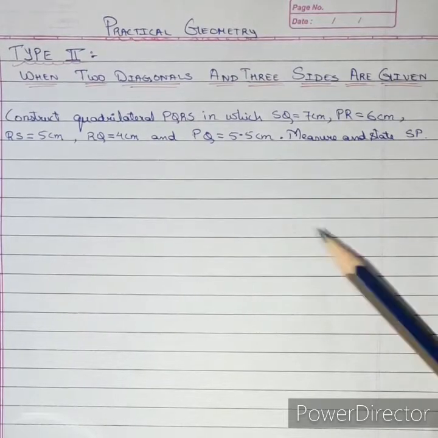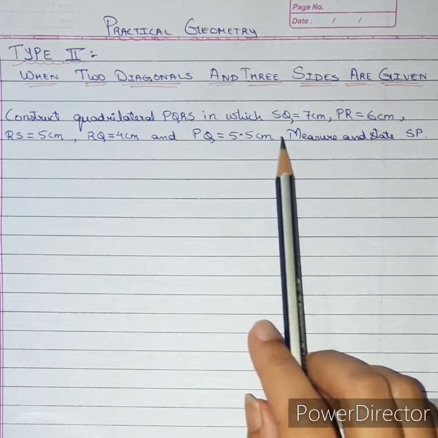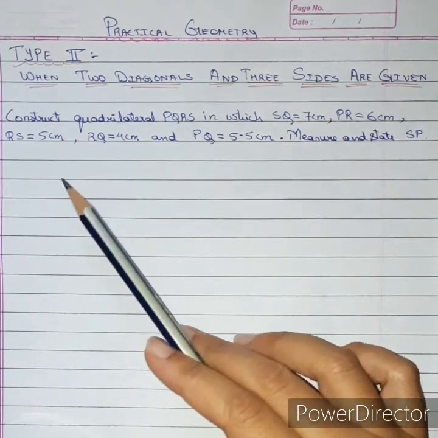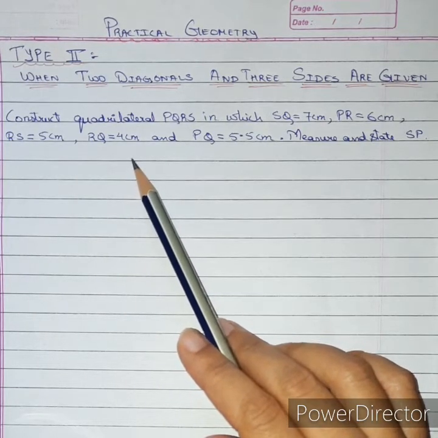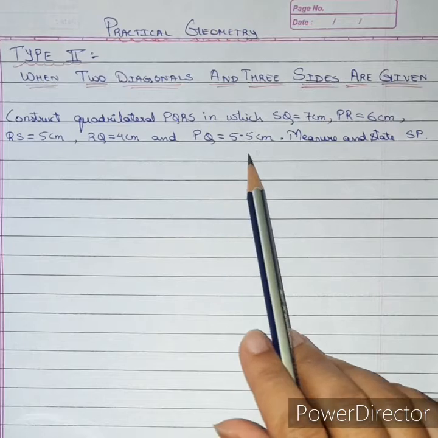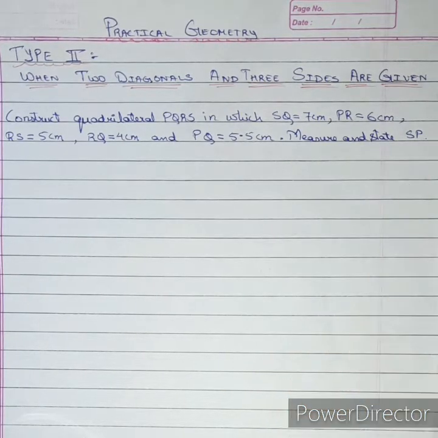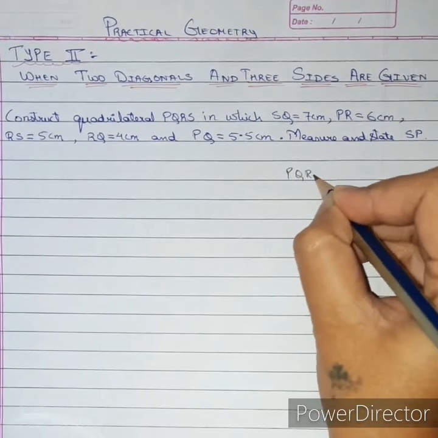The question here says construct a quadrilateral PQRS in which SQ is equal to 7 cm, PR is equal to 6 cm, RS is equal to 5 cm, RQ is equal to 4 cm, and PQ is equal to 5.5 cm. Measure and state SP. So let us write down and see what is given to us.